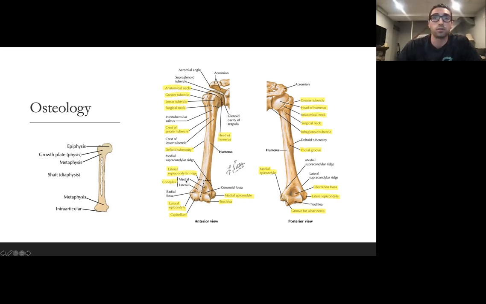More distal on the humerus, you have the lateral supracondylar ridge, the condyles, medial and lateral, and then you have the lateral epicondyle, which is the origin for a lot of the extensors of the forearm, the capitulum, which articulates with the radius, the trochlea, which articulates with the ulna, and the medial epicondyle, which is an origin for many of the flexors of the forearm.